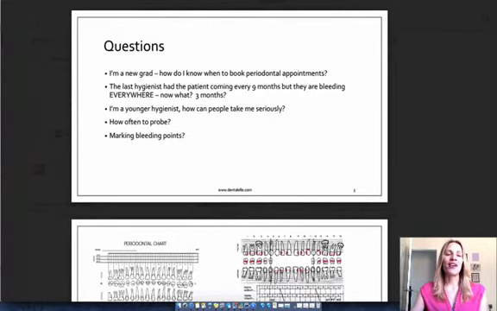Another question is here. I'm a younger dental hygienist. How can people take me seriously? Now, I do completely understand this because when I became a dental hygienist, I was, I believe, 25. Which isn't crazy young, but that's also not age 30 or 35 or 40, right? So people know you don't have 10 years experience. And unfortunately, a lot of people think, well, the more experience you have, you are a better dental hygienist, which is true because obviously anything you do, the more experience you have, you are going to be awesome, right?